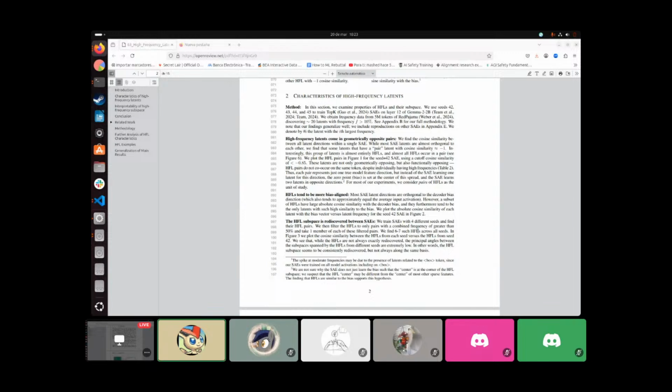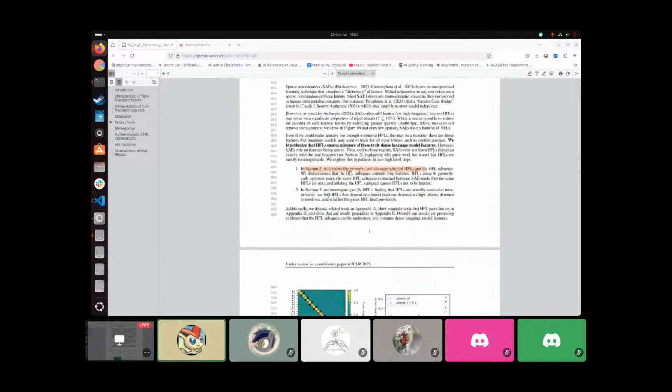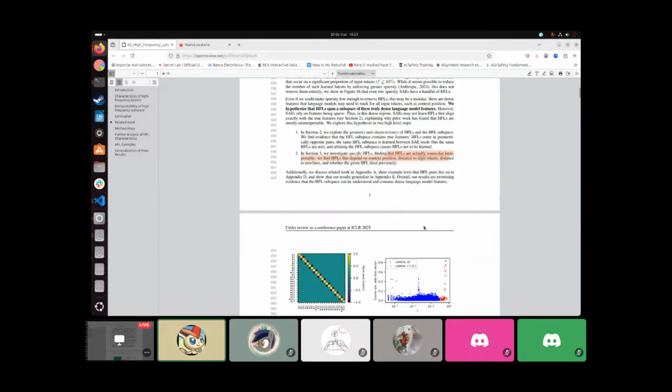Anyway, in this section, we examine properties of high frequency latents. Let's examine that they're interpretable. And they look not interpretable, but I kind of found a way of interpreting them.